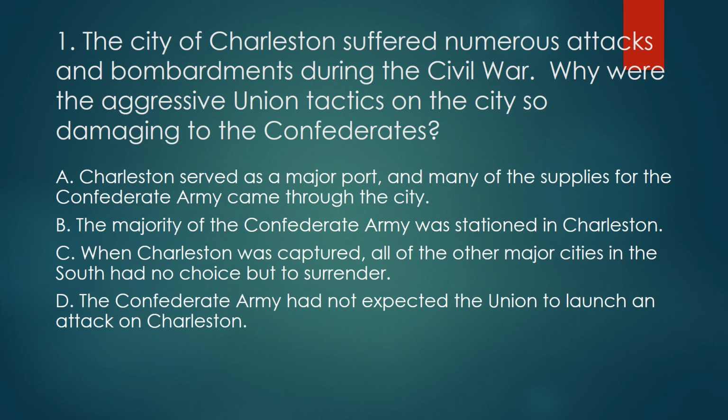Question number 1. The city of Charleston suffered numerous attacks and bombardments during the Civil War. Why were the aggressive Union tactics on the city so damaging to the Confederates? A. Charleston served as a major port, and many of the supplies for the Confederate Army came through the city. B. The majority of the Confederate Army was stationed in Charleston. C. When Charleston was captured, all the other major cities in the South had no choice but to surrender. Or D. The Confederate Army had not expected the Union to launch an attack on Charleston.